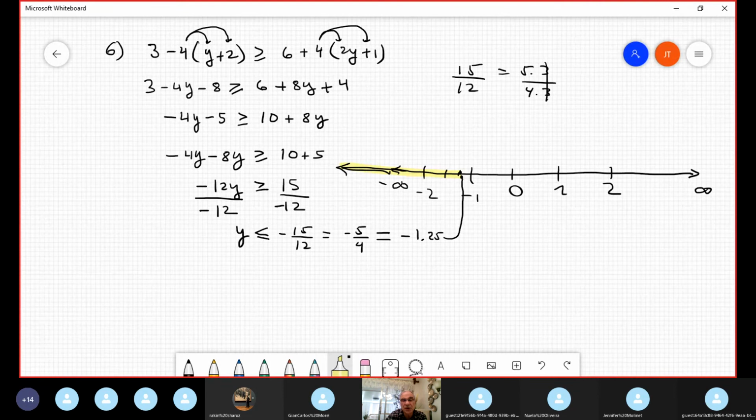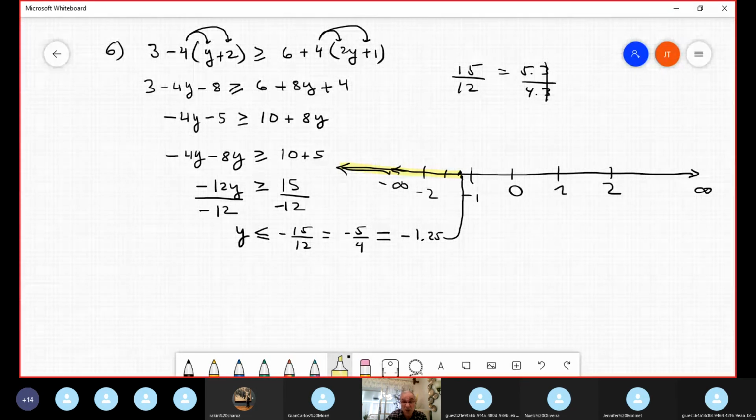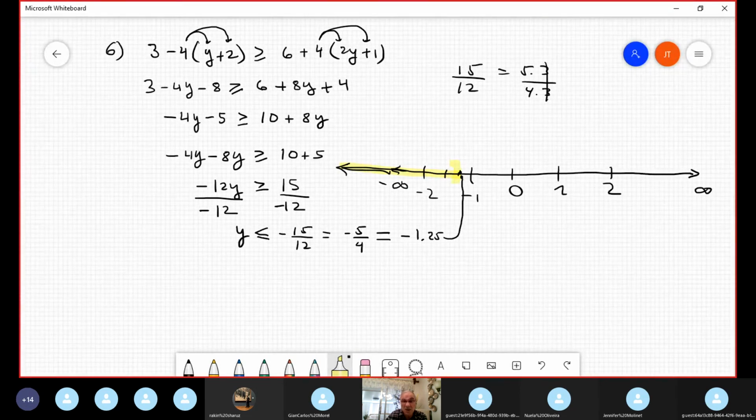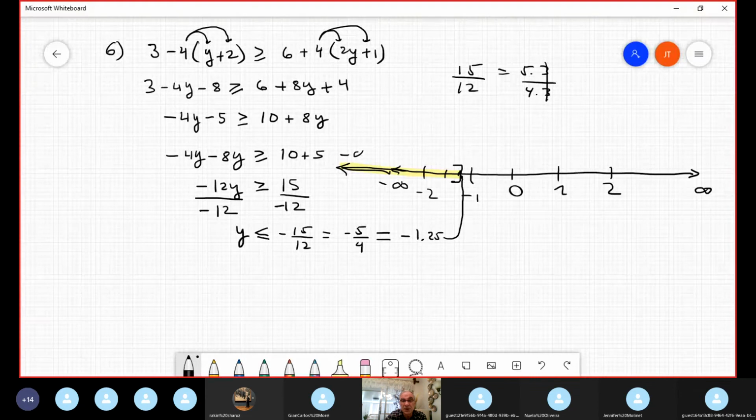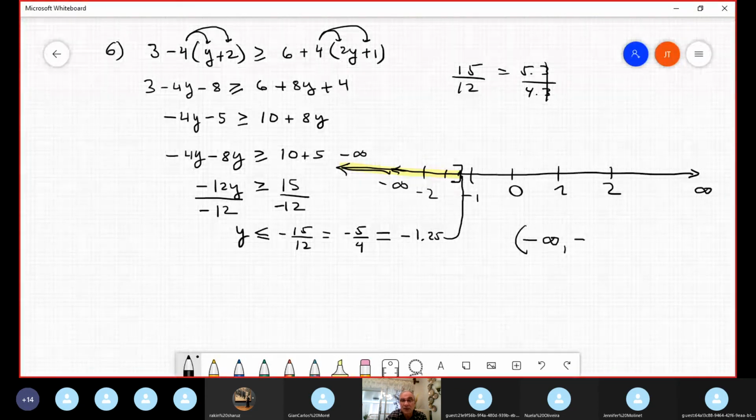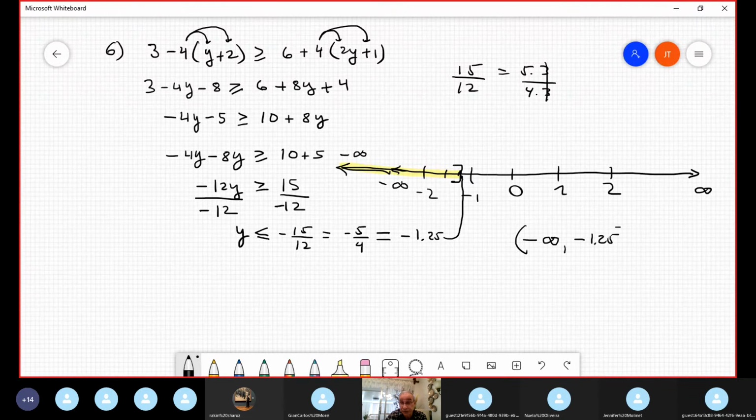Do we include 1.25 inside the solution? Yes. And what is the symbolic way to indicate this idea? Using the bracket. The answer in interval notation is parenthesis, negative infinity, comma, negative 1.25, or negative 5 over 4, in decimal or in fraction, it's the same. This is the solution interval. Super. Okay, do you follow me?